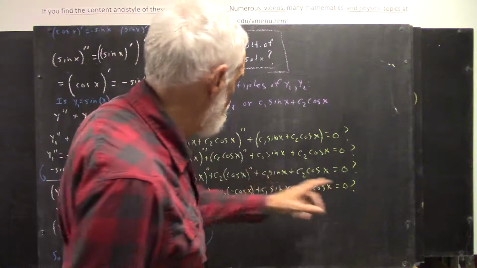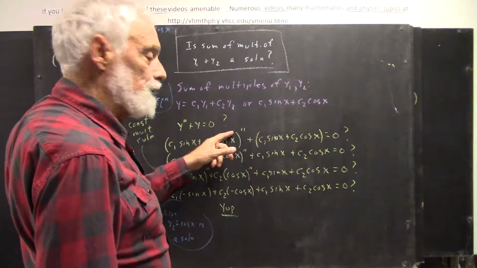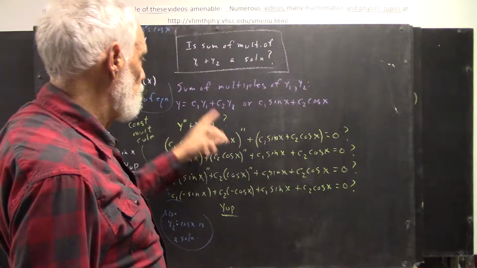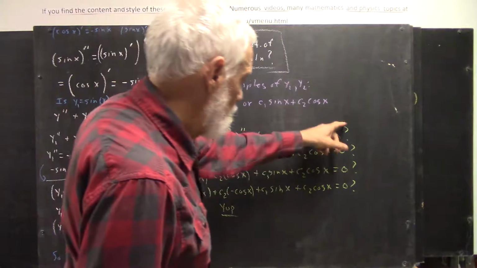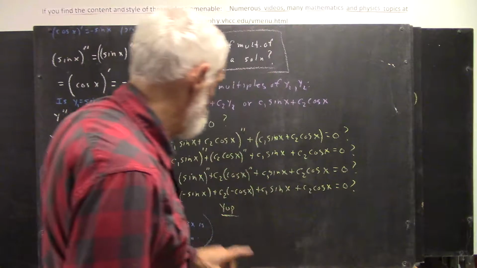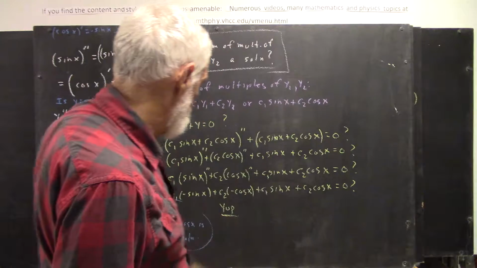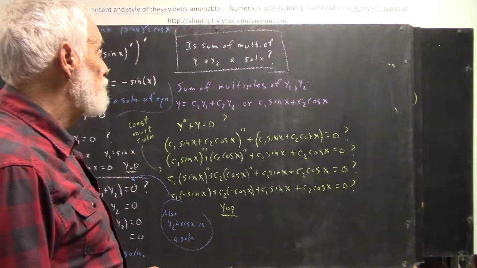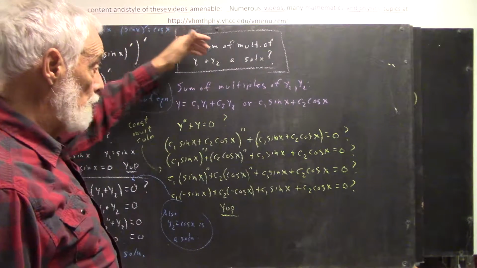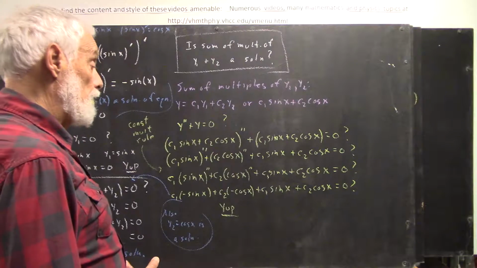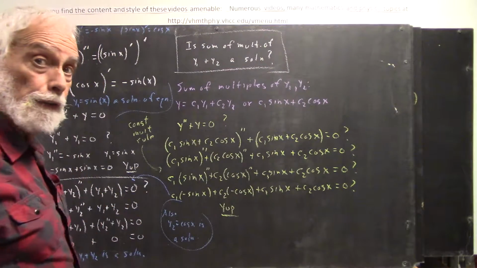And our answer to the question, does this differential equation hold for this y? The question remaining at each step turns out to be yes: 0 equals 0, so this is an identity. So we've shown that a sum of multiples of y1 and y2 does constitute a solution of this differential equation.